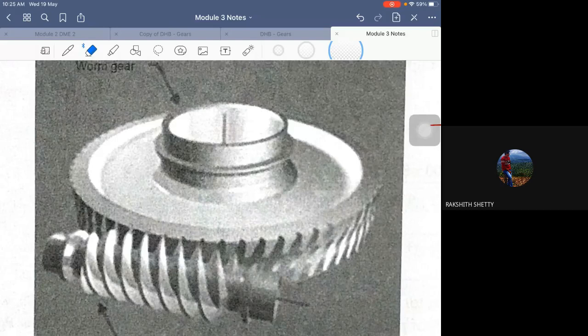Clear with this concept of worm wheel? Any doubts? If you have any doubts about how this particular thing operates, we'll go in depth about the design in the coming times, but the mechanism of it, the concepts of it, anything you want to discuss, you can discuss, otherwise we'll move on.